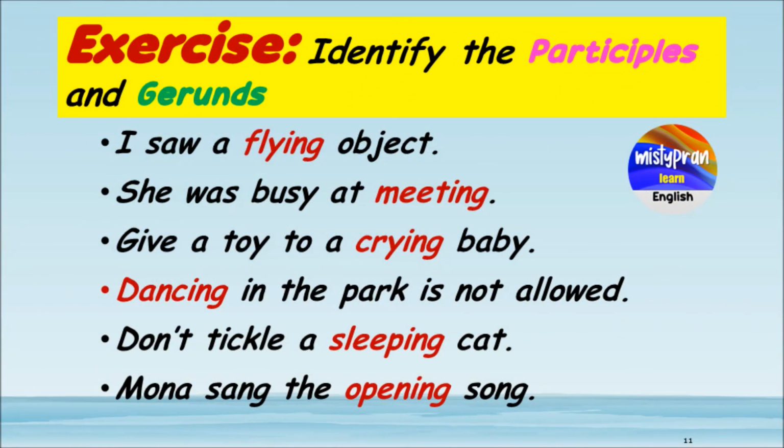An exercise is given for recapitulation. Identify the participles and gerunds. Here are 6 sentence examples. I saw a flying object. She was busy at meeting. Give a toy to a crying baby. Dancing in the park is not allowed. Don't tickle a sleeping cat. Mona sang the opening song.